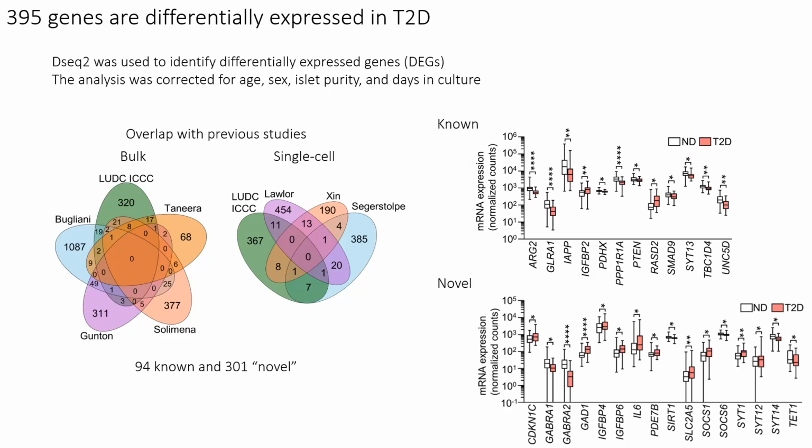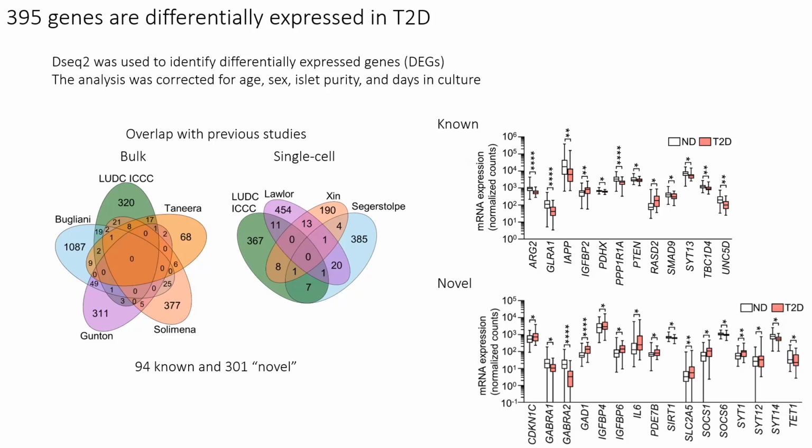For example, there are 0 genes common for all 5 bulk RNA sequencing studies, and there's 0 genes common when you compare our data set to the published single cell data sets. So again, highlighting the effect of the method used and the analysis pipeline used and the covariates used and so on.